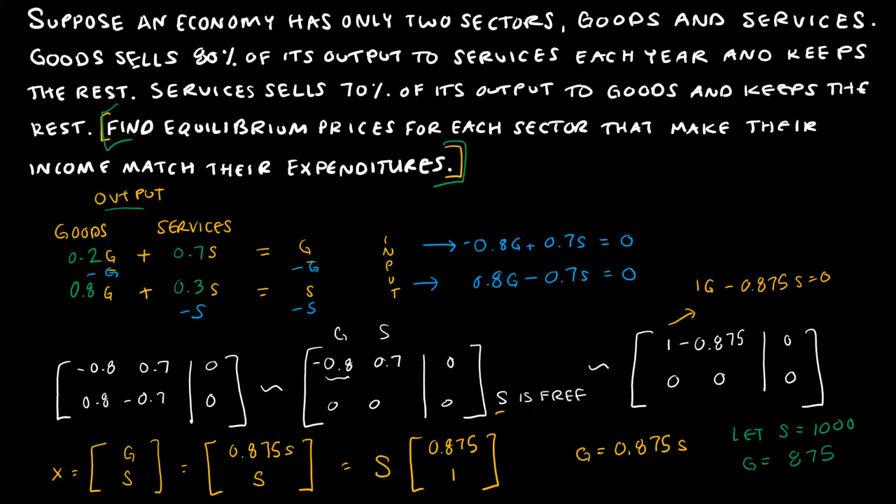Now, does that mean that's the only correct answer? Of course not, because I made up S out of nowhere. So let's say S was 100,000 instead. Well, that's going to change G to 87,500. So we can see that really what we're looking at is the ratio of expenditures and output from each sector.